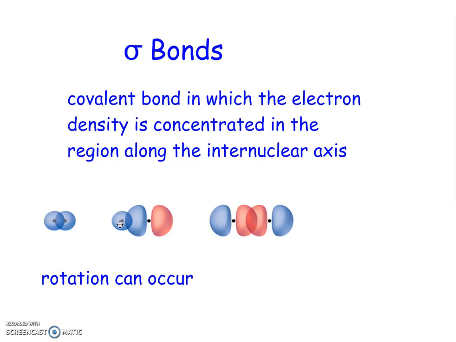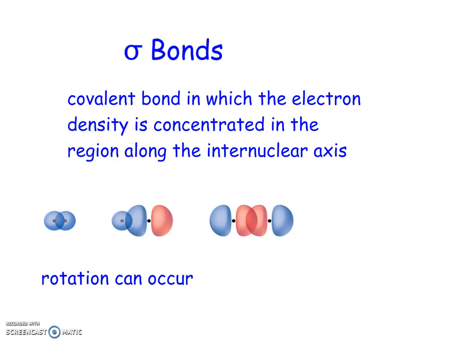I can also have overlap between an s orbital and a p orbital. Again, if I draw a line between the two nuclei, that region of higher electron density is along that line. Two p orbitals can also overlap, and we have the line between the two nuclei. That region of greatest electron density is on that internuclear axis. If I have a sigma bond, the atoms can actually rotate. So there is rotation around a sigma bond, and that'll become more important later when we're looking at how those molecules move.